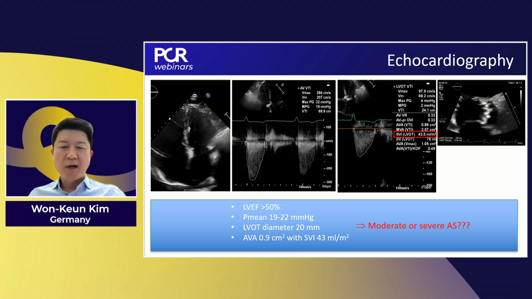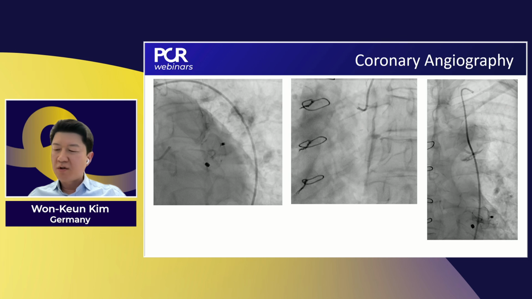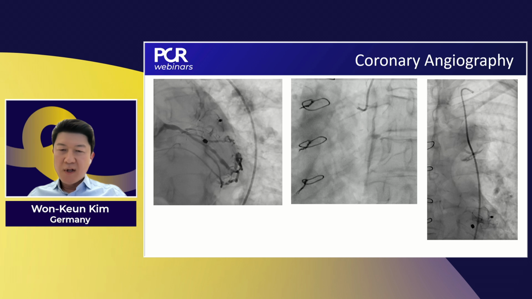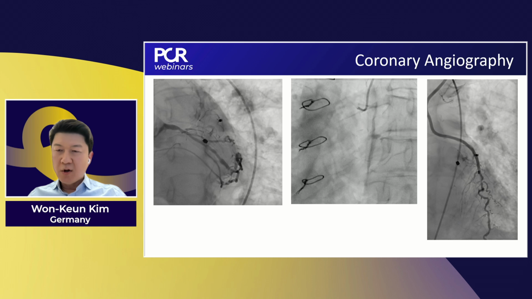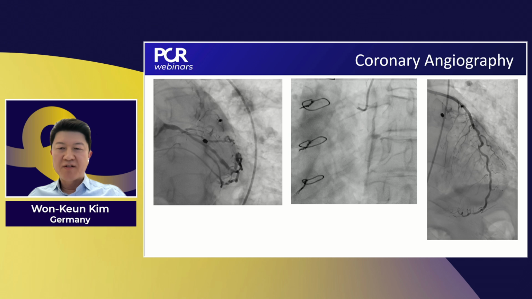Milliliters per square meter. So the question that we have here is, we do have preserved ejection fraction, we have low gradient, but we do not have a reduced flow. So this patient formally does not meet the criteria for low flow, low gradient aortic stenosis. So what to do? We did coronary angiography routinely, and you can see that the vein bypass is patent.